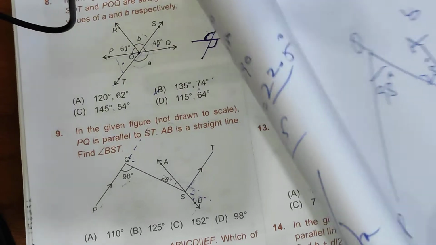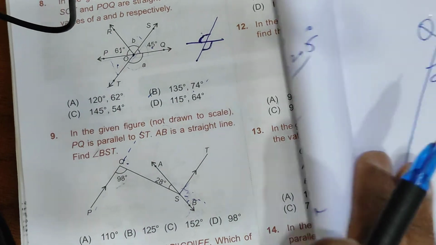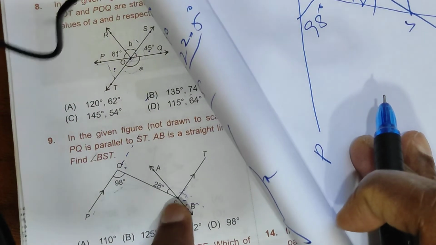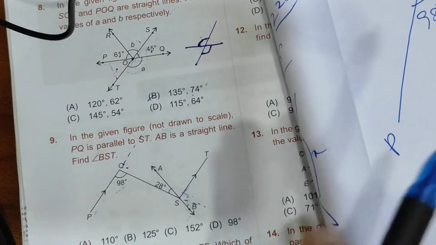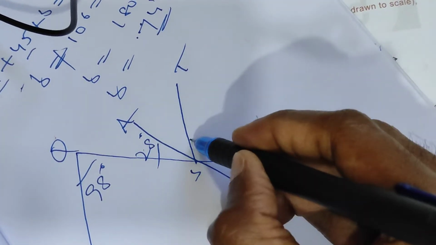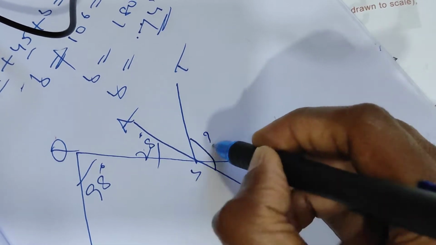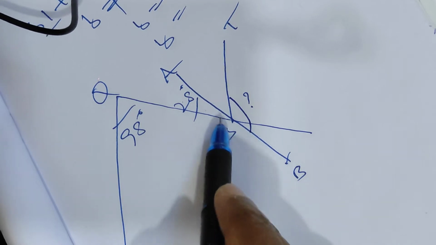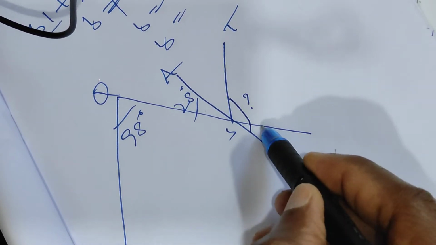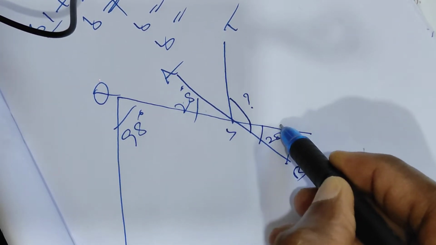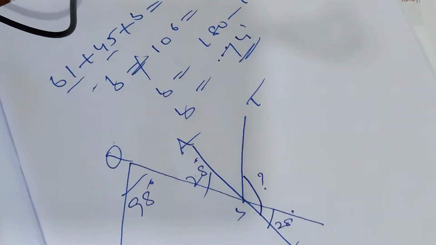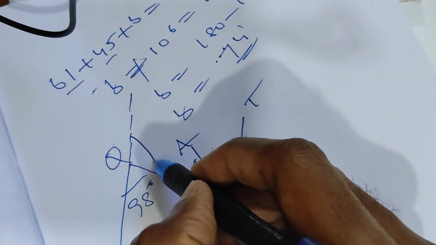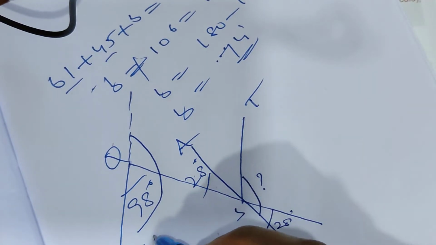He is asking the angle BST. You have to find this angle completely. These are opposite angles, right? Two straight lines intersecting, so this angle must be 28 degrees. As this is a straight line, if I extend this one, this must be equal to 180, right?